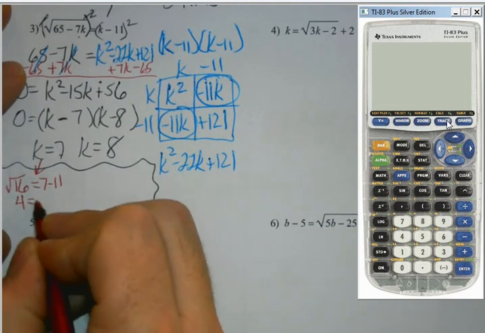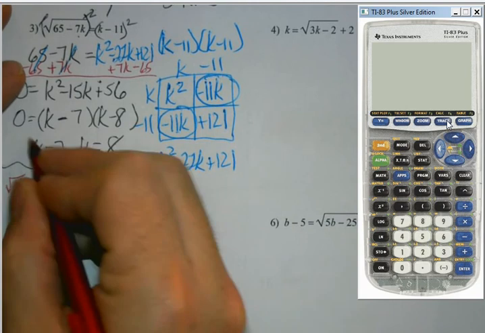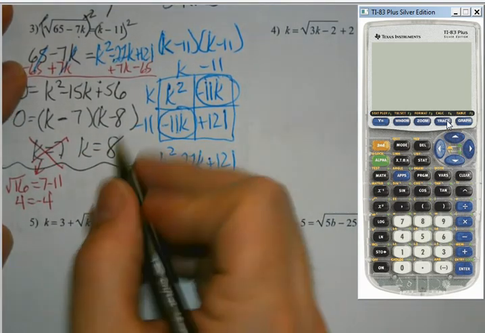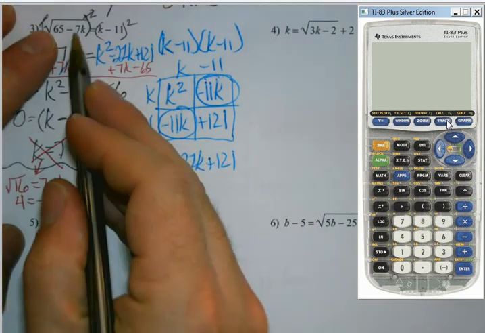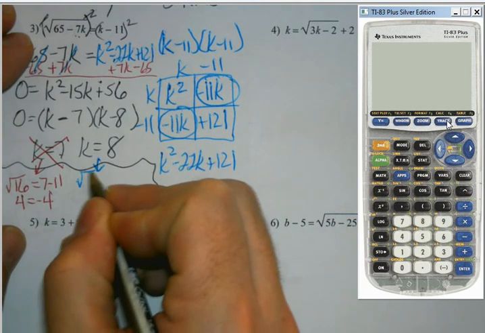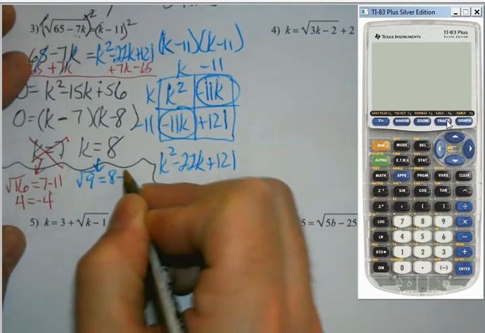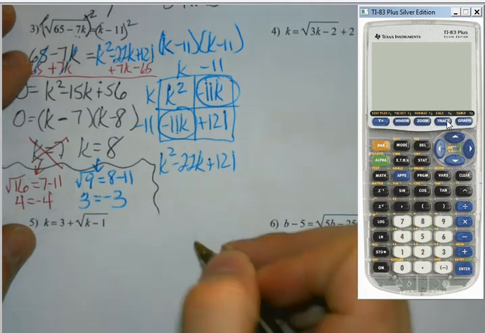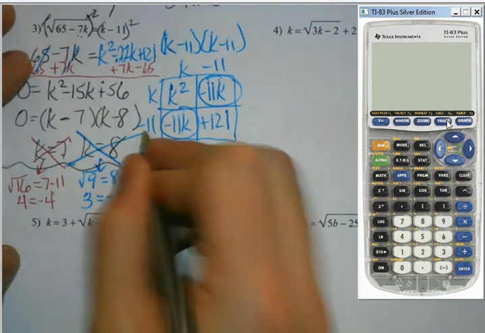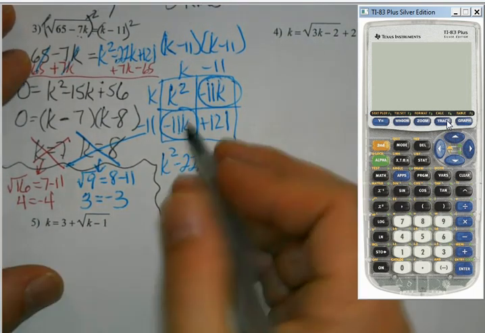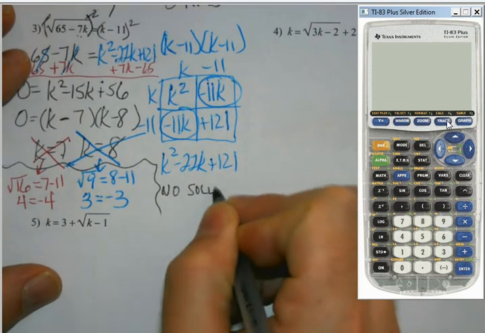Does 4 equal negative 4? No. Okay, so that 7 doesn't work. Let's try the 8 out. So 7 times 8 is 56. 65 minus 56 is 9, and the square root of 9 equals 8 minus 11. Square root of 9 is 3. Does 3 equal negative 3? No. So what we saw in the calculator, which basically was that there isn't a solution, there's not an intersection point, is true. There isn't a solution.